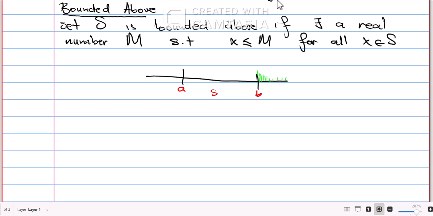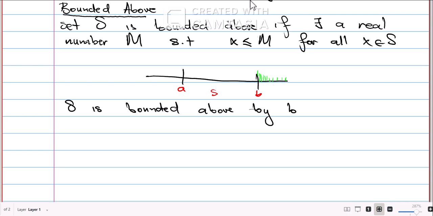There are so many bounds here, upper bounds. So we are looking at B and the number that is greater than B. Okay. So the upper bound here is B. This is the upper bound. So we say S is bounded above by B.